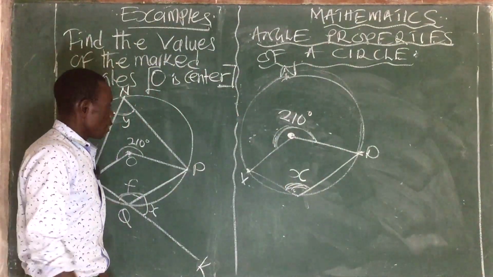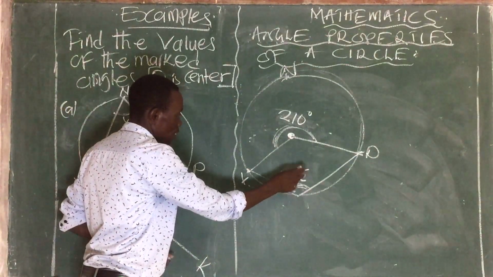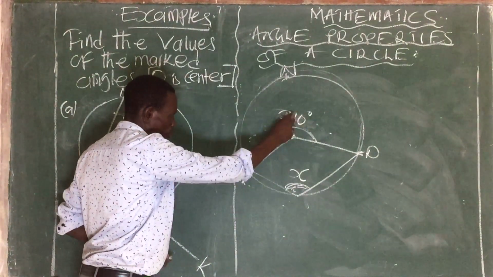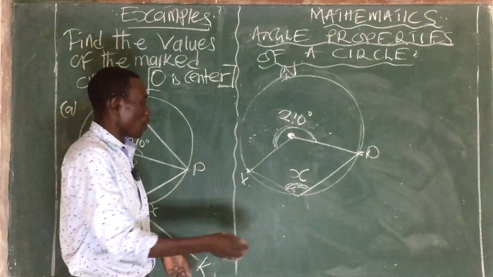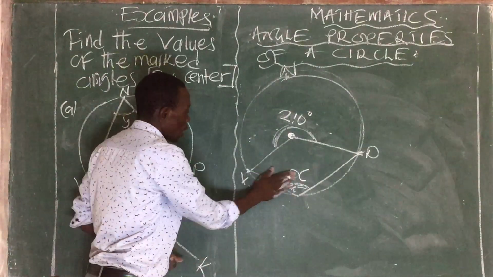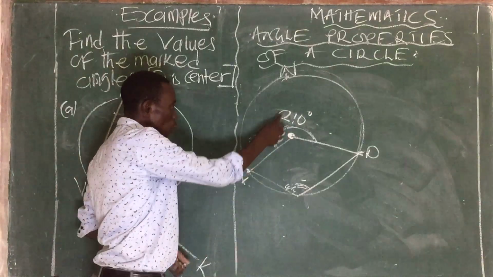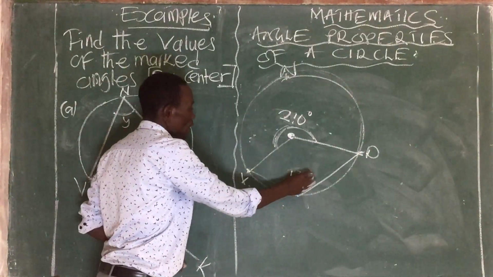210 degrees. So in this case, to find the value of this angle here, you just have to divide this angle by 2, or multiply 210 by what? A half. You are going to find the value of this one. So this one will be equal to 2 gets into 2, 1 into 1, 0 into 10 is 5.